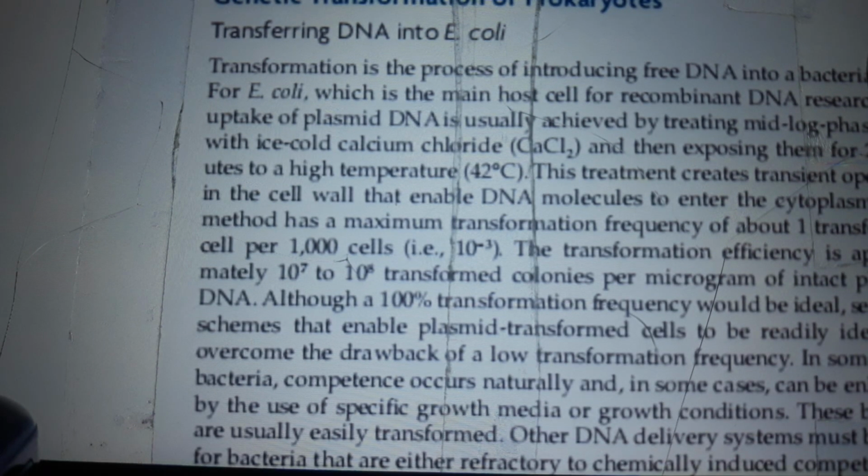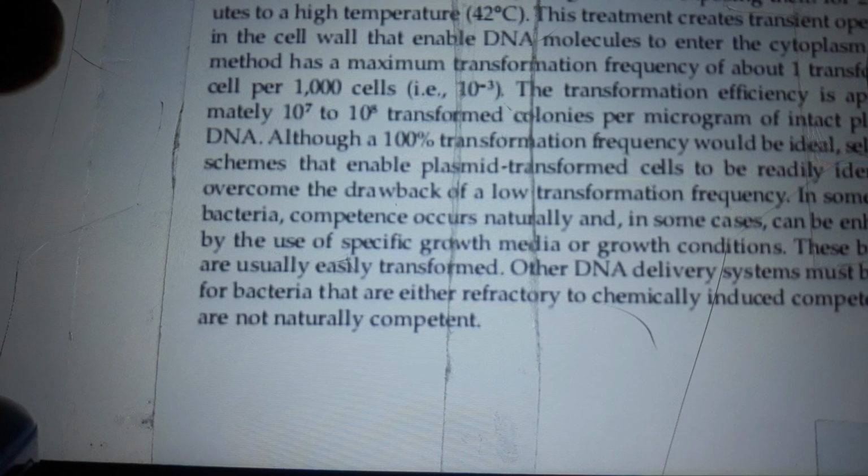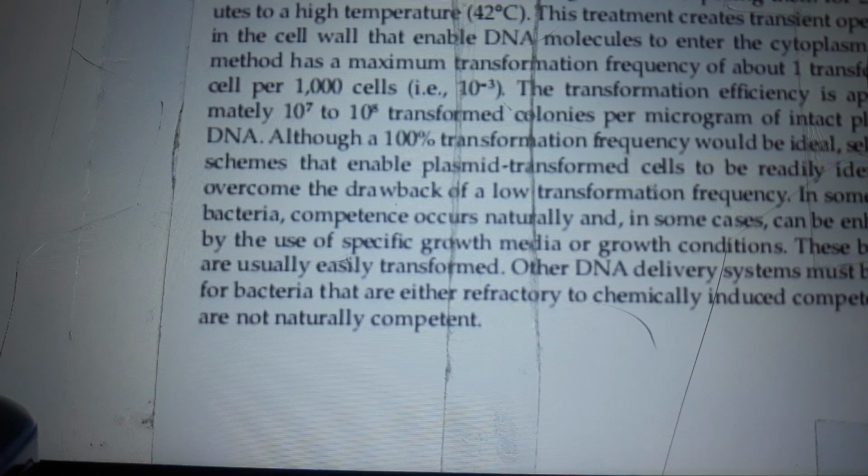Genetic transformation in prokaryotes. Transferring DNA into E. coli. Transformation is the process of introducing free DNA into a bacterial cell. And for E. coli, which is the main host cell for recombinant DNA research, the uptake of plasmid DNA is usually achieved by treating mid-log phase cells with ice-cold calcium chloride, that is CaCl2, and then exposing them for 2 minutes to a high temperature of 42 degrees centigrade. This treatment creates transient openings in the cell wall that enable DNA molecules to enter the cytoplasm.